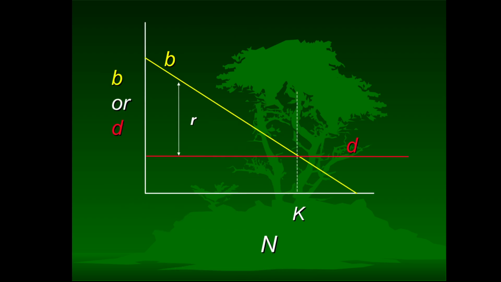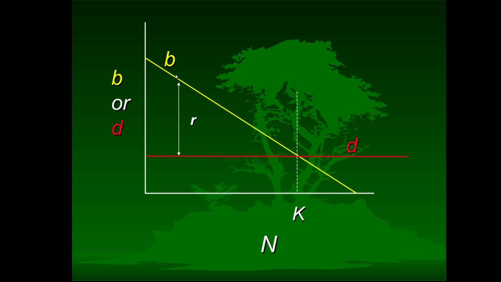Okay, so we can visualize this on this graph here. We have N increasing here up to the carrying capacity. And then you have some density dependent factor decreasing the per capita birth rate as N increases, with the death rate staying the same. We could have the death rate increasing a little bit, but it doesn't really matter. So the difference between these two curves, birth rate minus the death rate, is little r.